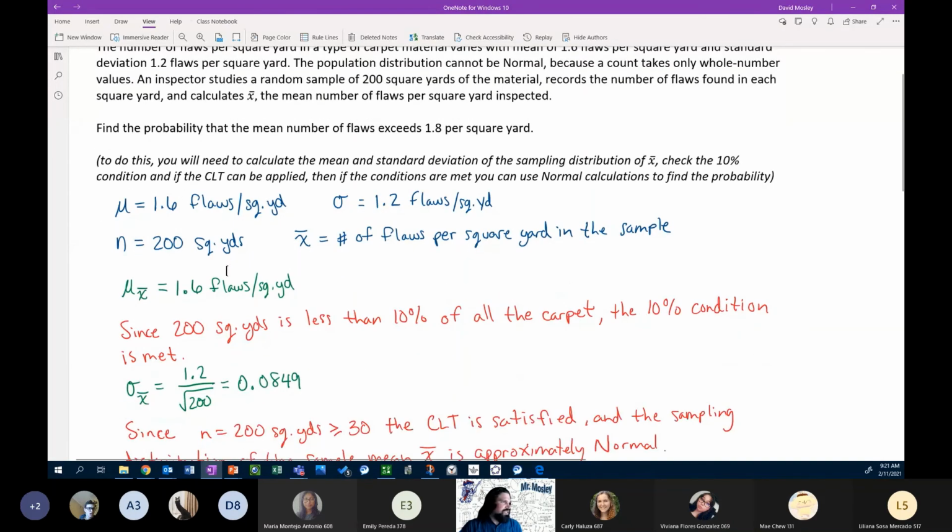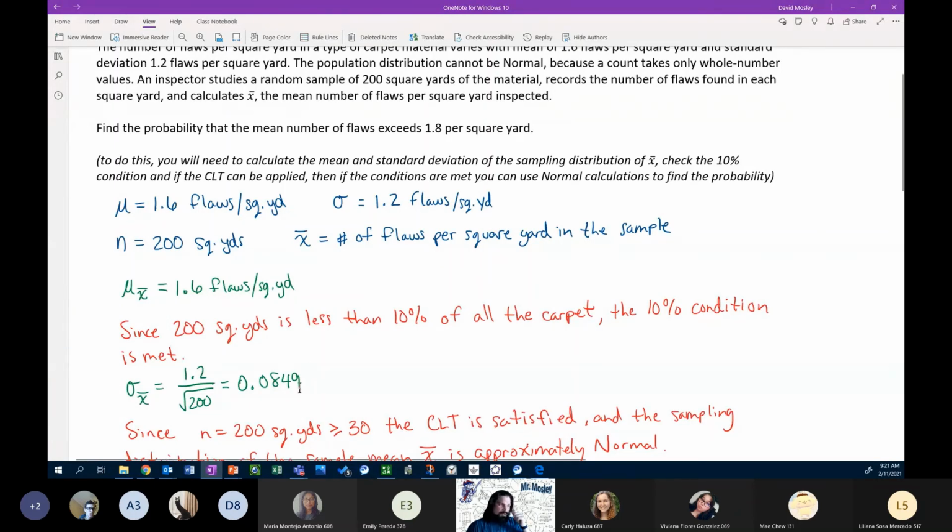Again, at the beginning, I just have the provided information. The mean is 1.6 flaws per square yard. The standard deviation is 1.2 flaws per square yard. My sample size n is 200 square yards. X bar is the number of flaws per square yard in the sample. So the mean of X bar is 1.6 flaws per square yard, the same as the mean from our population. Again, we're assuming 200 square yards is less than 10% of all the carpet, so the 10% condition is met. This is, again, just a safe bet that a carpet company carries more than 2,000 square yards of carpet.